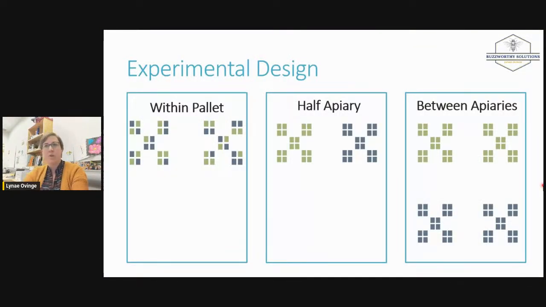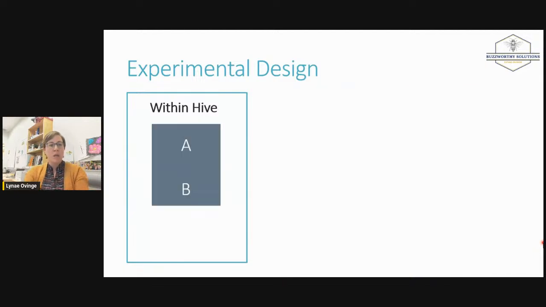So that's it for experimental design. I just want to go back to this and say that there's no right way or wrong way. I just want to present options that can work within commercial operations. And I know really large beekeepers that use each of these designs, and that's what works for them. And that's how they move forward and they can find answers in their own operation.